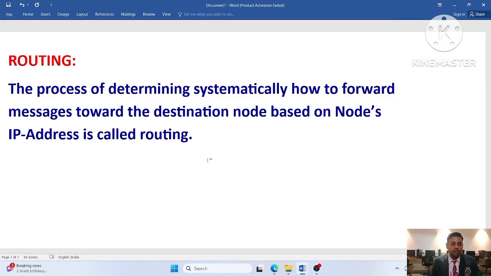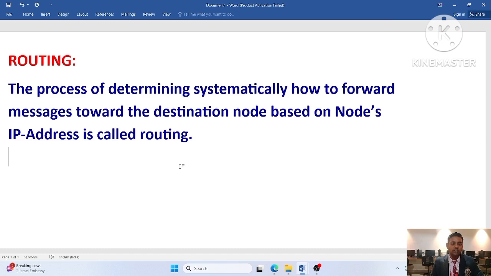So in this session, we are going to learn about routing. Basically, routing is the important responsibility of the network layer in computer networks. The third layer is the network layer, and the important functionality or responsibility of the networking layer is routing.